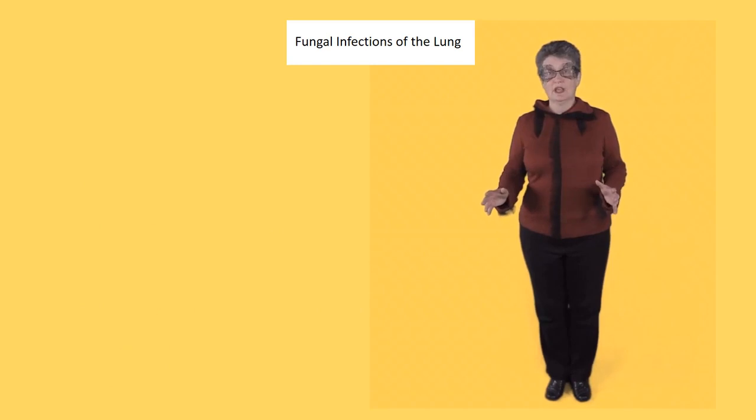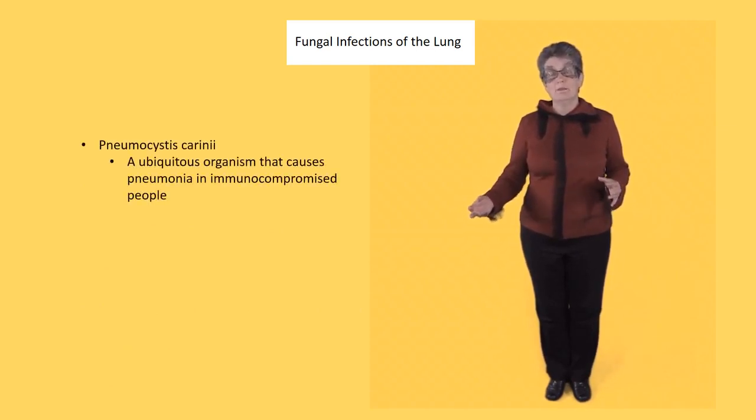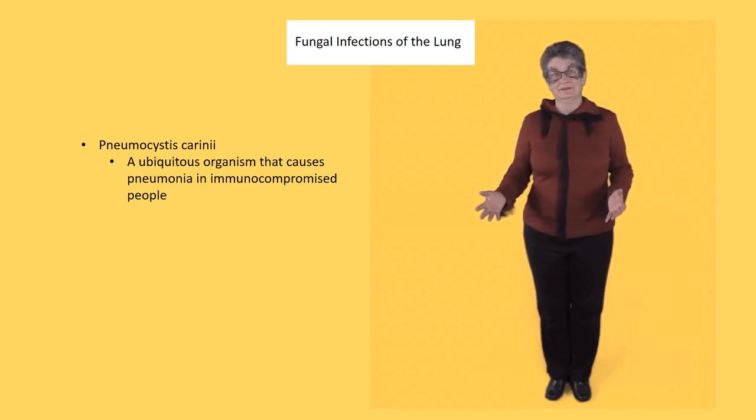Fungal infections of the lung are uncommon. They occur in immunocompromised people, particularly Pneumocystis carinii, which became most prominent during the 1980s and 90s when the AIDS epidemic first started.